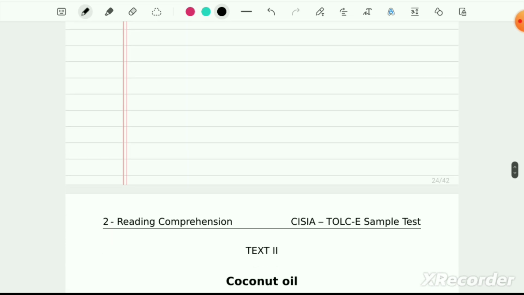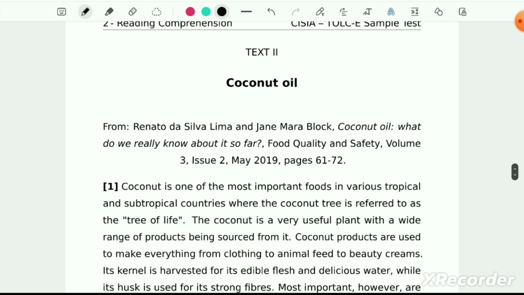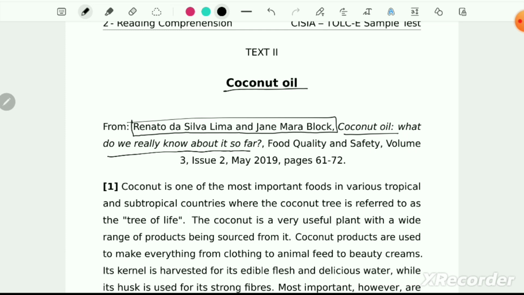As we mentioned, skimming the passage. We have to pay attention to the title. This text tells us about coconut oil, by Renato da Silva Lima and Jane Marablog. So this is the writer's name. This is the title: What do we really know about it so far? Food Quality and Safety, Volume 3, Issue 2, May 2019, pages 61 to 72. So this is actually the reference: writer's name, title, reference and journal name, etc.